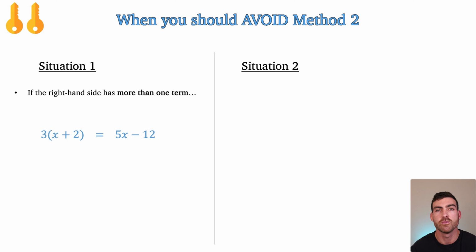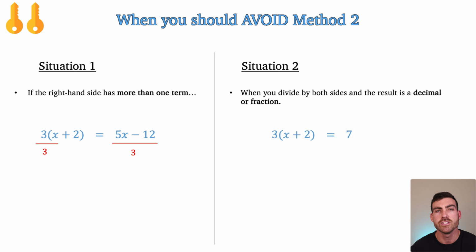Situation 1. If the right-hand side has more than one term. Dividing the whole thing gives us a fraction. Now we're dealing with messy numbers we could have avoided. Situation 2. Even if there's just one number on the right, but dividing gives us a decimal or a fraction. Again, that can make things harder if you're not confident with those numbers.